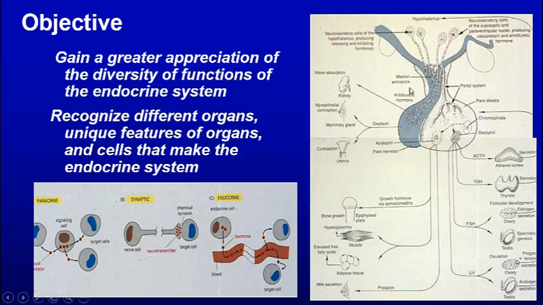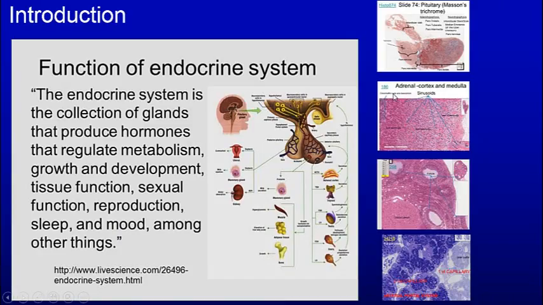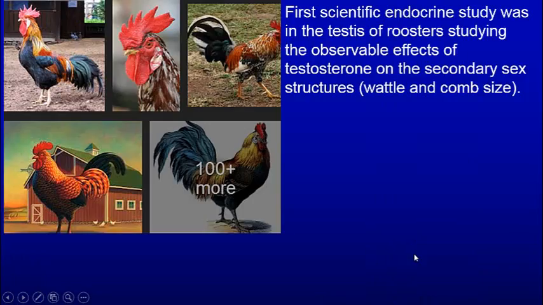Here we can see the pituitary gland, how it interacts with a host of other tissues, but it itself is interacted with by the hypothalamus. So the function of the endocrine system is to regulate metabolism, growth, development, tissue function, sexual function, reproduction, sleep, mood, among other things. And here we can see some different organs. There's the pituitary gland, there's the adrenal, this is the ovary, and this is the pancreas that we'll be talking about next time.